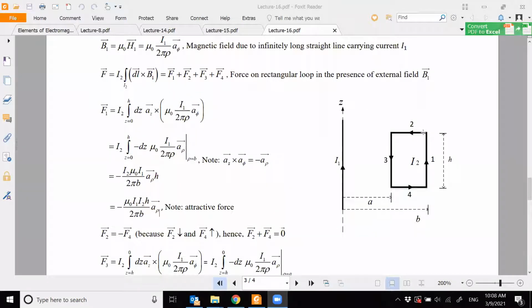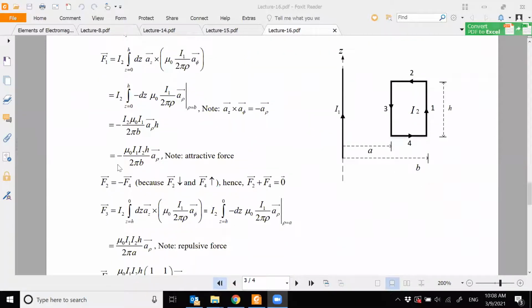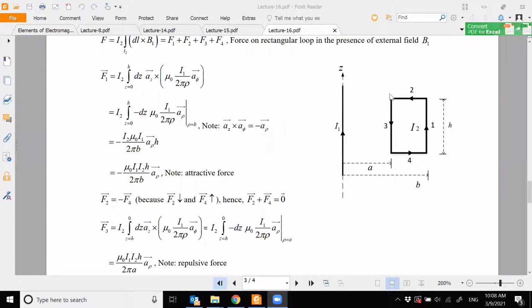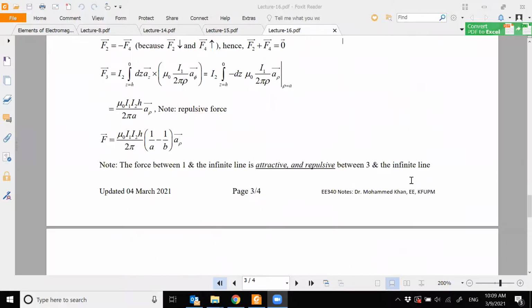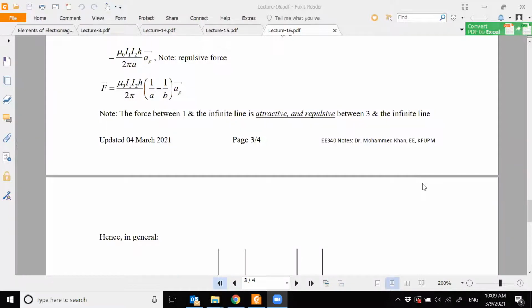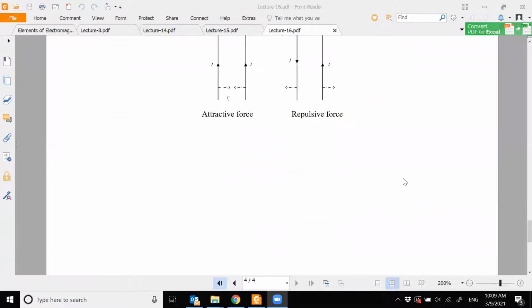Of course, as I told you, F2 and F4 will also exert a force. We did not calculate it. You can go and do it at home. Try to find the force which is exerted by this element 2 and this element 4. But this will be exerted either in the up direction or in the down direction. So it will be neither an attractive nor a repulsive force. Okay. So this is our magnetic force due to the external magnetic field part.